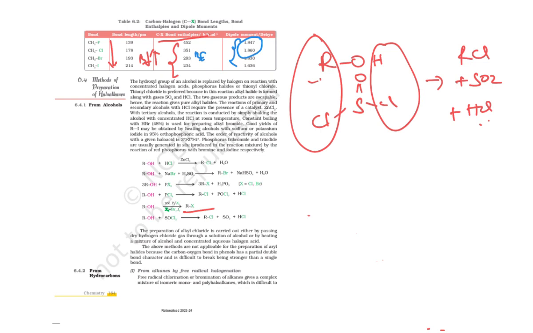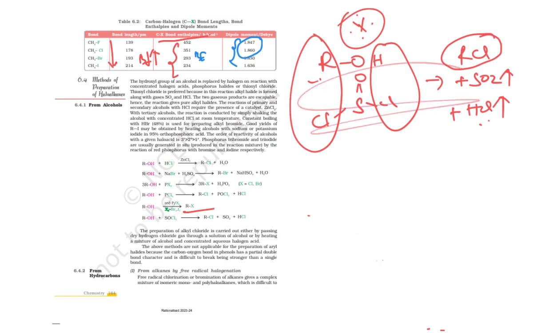But this is a very, very important reaction. Why is it more important? Because in this, the pure form of RCl is formed, because the other 2 byproducts evaporate. Okay, clear? All these reactions are possible only in the case of alkyl alcohol. This is not possible in the case of aryl alcohol.